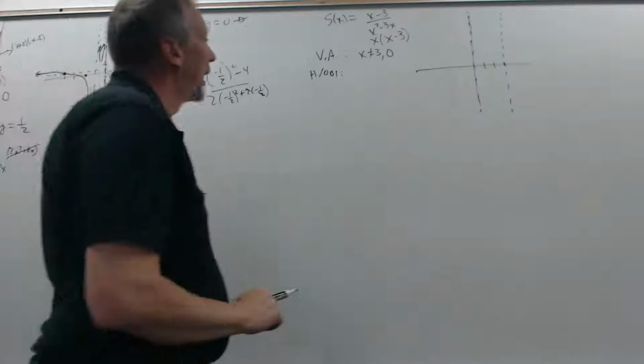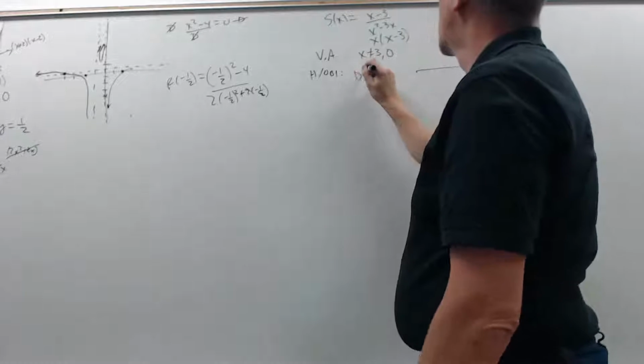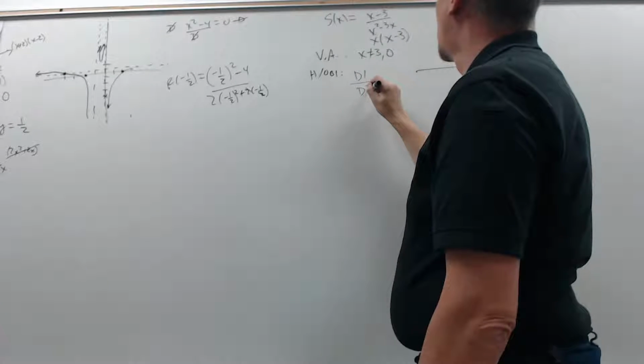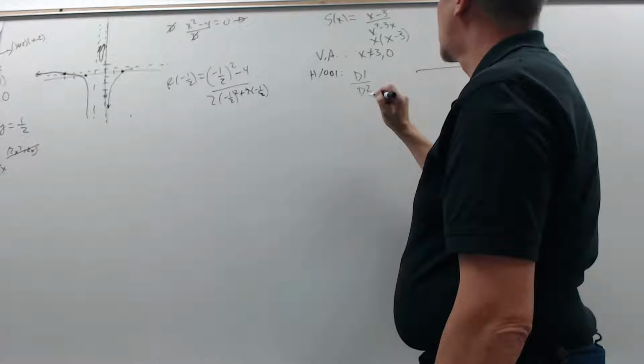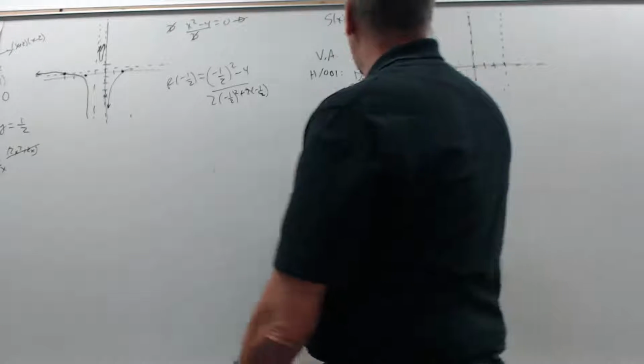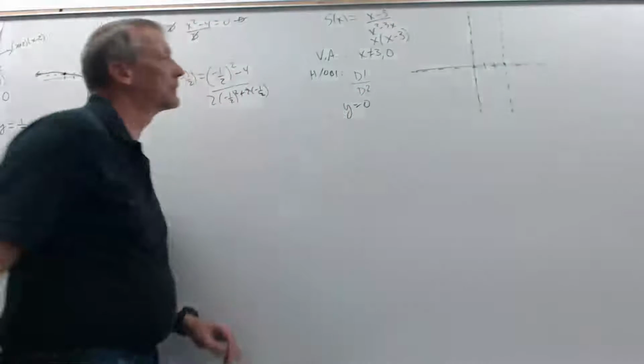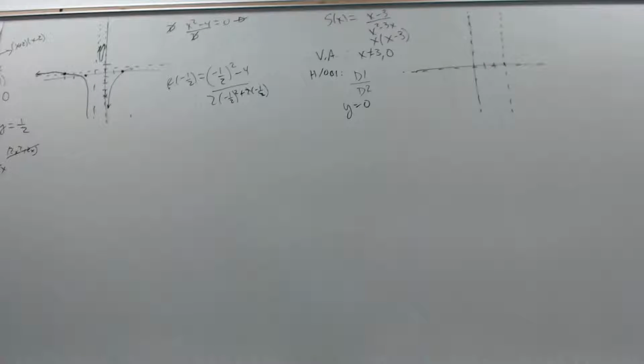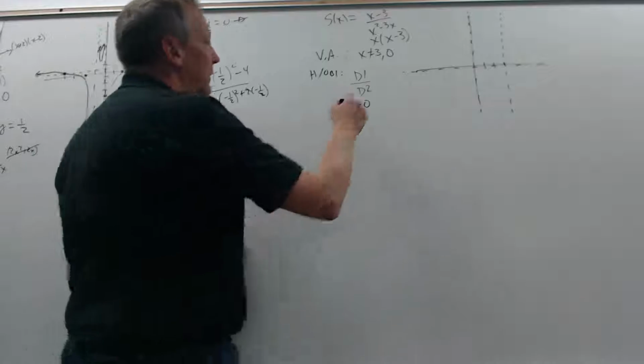So the degree is 1 on top, 2 on the bottom, and since it's bigger on the bottom, y equals 0. So you're going to have an asymptote at y equals 0, okay? Plug that in, and it does not cross. Or as you said, the equation equals 0.